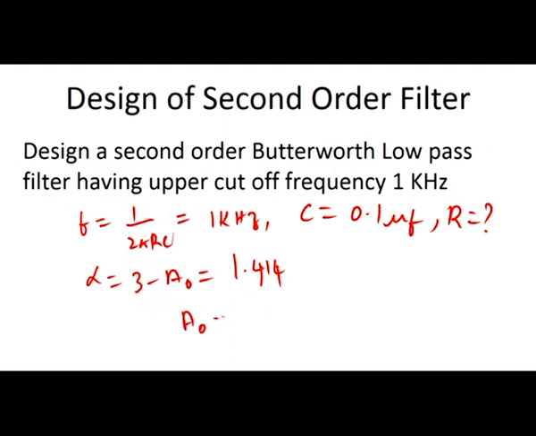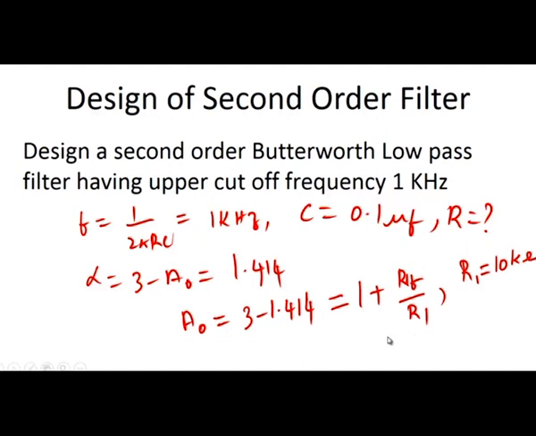From here what is A naught? That is the gain of the filter. A naught is equal to 3 minus 1.414. So, you have to calculate it, and this is equal to 1 plus Rf by R1. From this you have to calculate the values of Rf and R1. R1 is actually 10 kilo ohms, and then you can calculate Rf from here. So, if it is for 1 kilohertz, you are doing these steps. If it is for 2 kilohertz also, the same steps are followed.